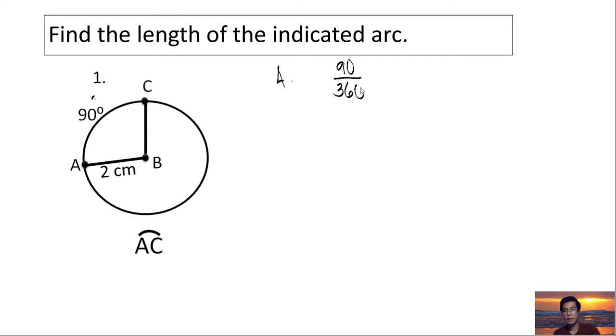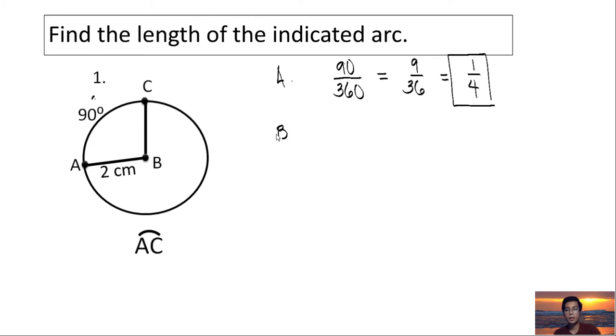So, gagawin natin the lowest term. Divide natin yung taas at baba ng kanilang GCF. Pwede dito ng 10. 90 divide 10 is 9. 360 divide 10 is 36. Ito pwede pang i-lowest term. Pwede pa nating divide ng 9. 9 divided by 9 is 1. 36 divided by 9 is 4. So, ito po yung pinaka-lowest term, 1/4.